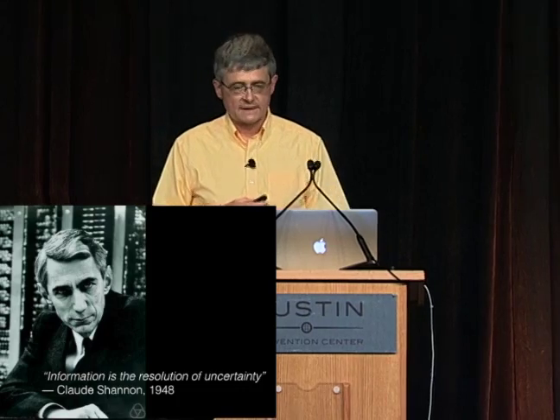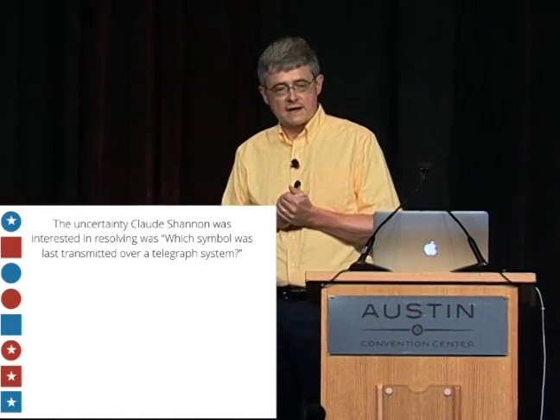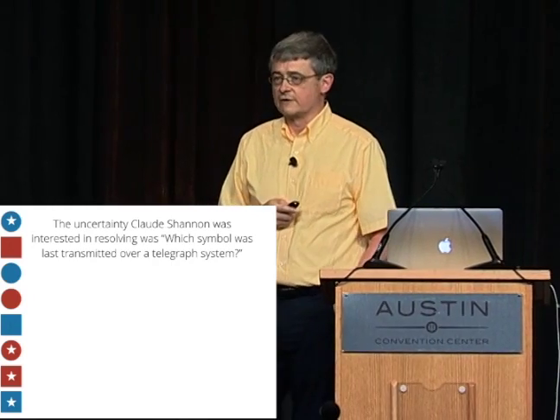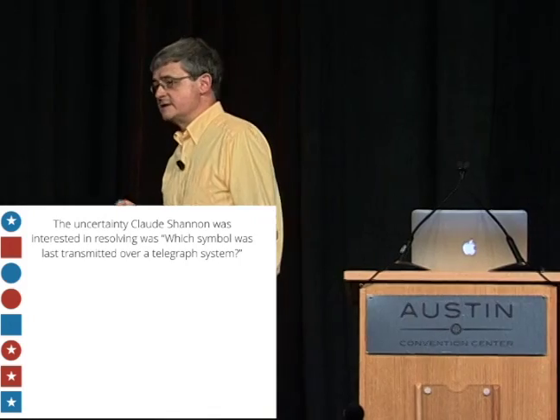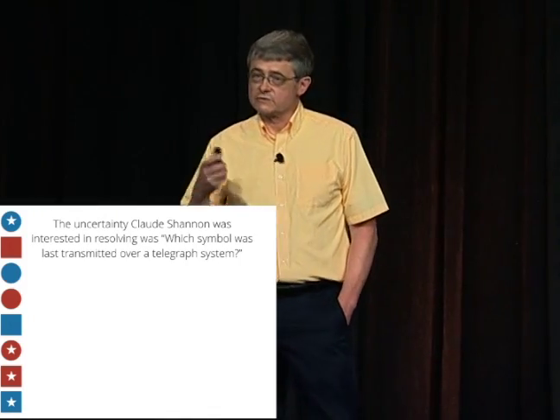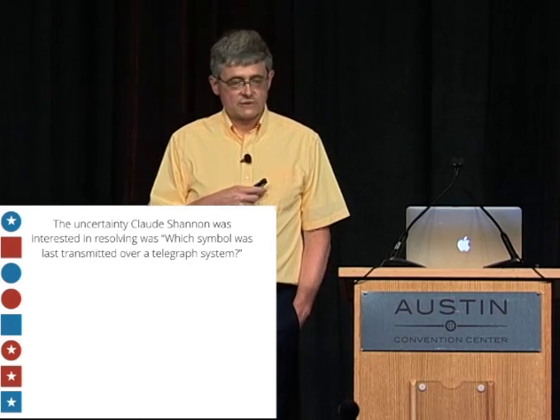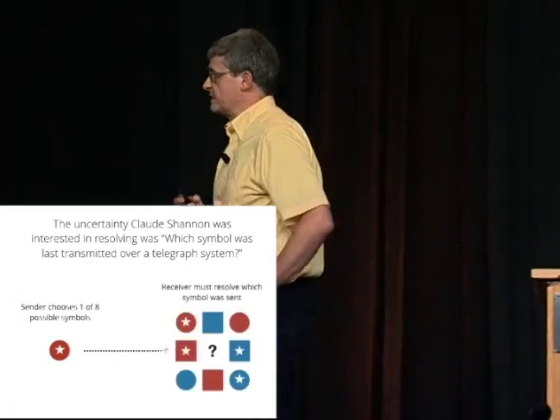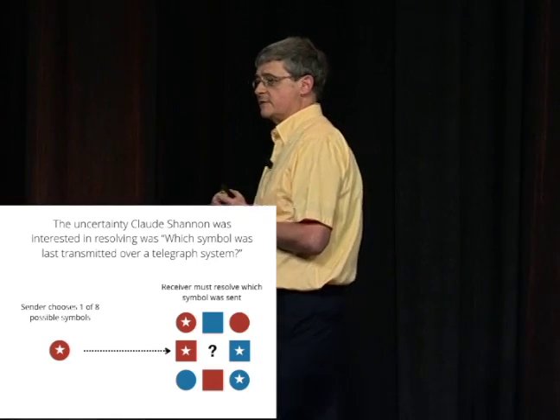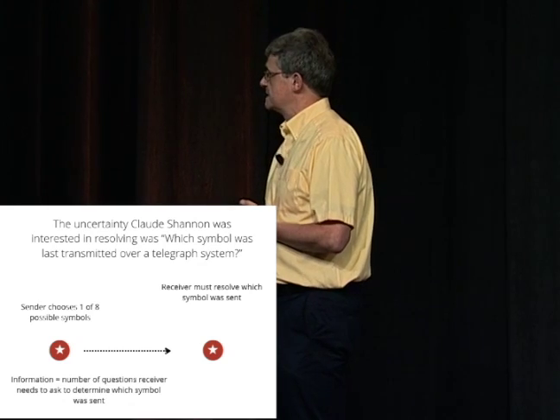But the uncertainty that Shannon was interested in resolving was which symbol was last transmitted over a telegraph system. So I want to spend a few minutes talking about how he developed this idea, and then we'll transfer to phylogenetics and try to transition to that. So if you have a sender that can choose one of 8 symbols and send it somehow over a telegraph wire, then you have a receiver on the other end that has to somehow figure out what that symbol was that was sent.